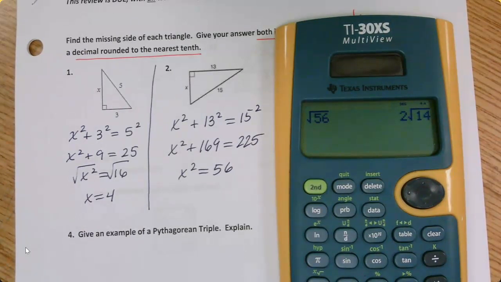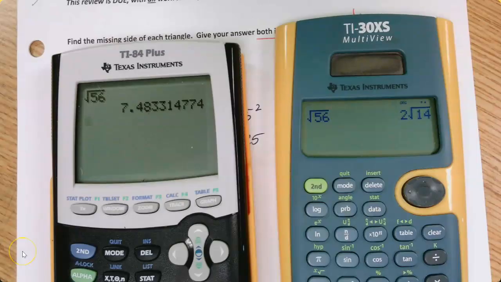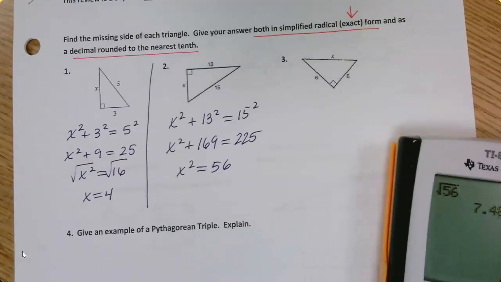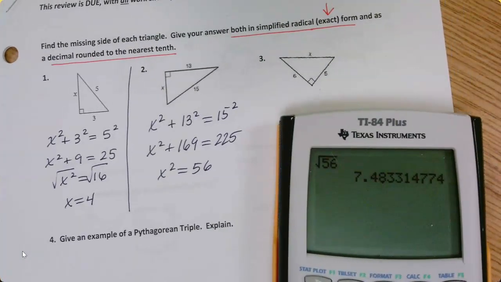Not every type of calculator does. Here's what happens if I do it on a different calculator. I get a decimal answer, which is great for the decimal rounded to the nearest tenth. According to this, that's going to be 7.5.